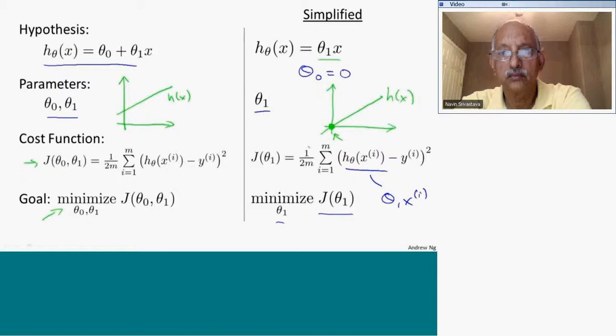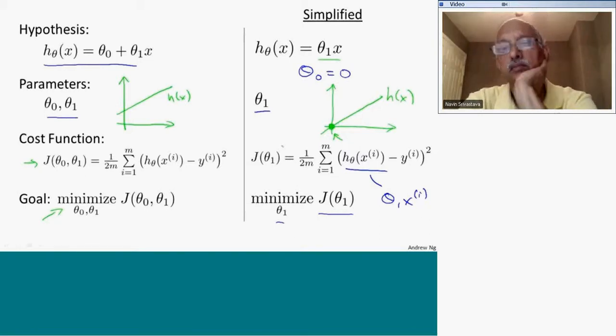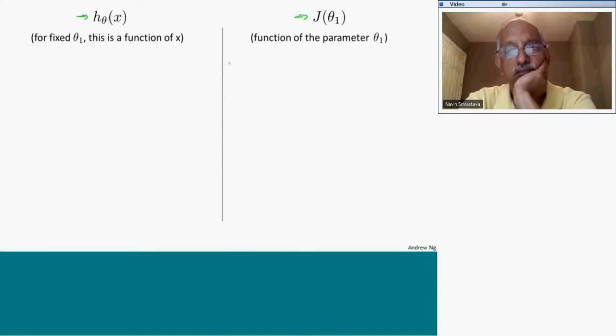Let's understand the cost function concept better. We want to understand first the hypothesis function, and second, the cost function. So notice the hypothesis h of x, for a fixed theta 1, is a function of x. The cost function is a function of the parameter theta 1, which controls the slope of the straight line. Let's plot these functions and try to understand them both better.